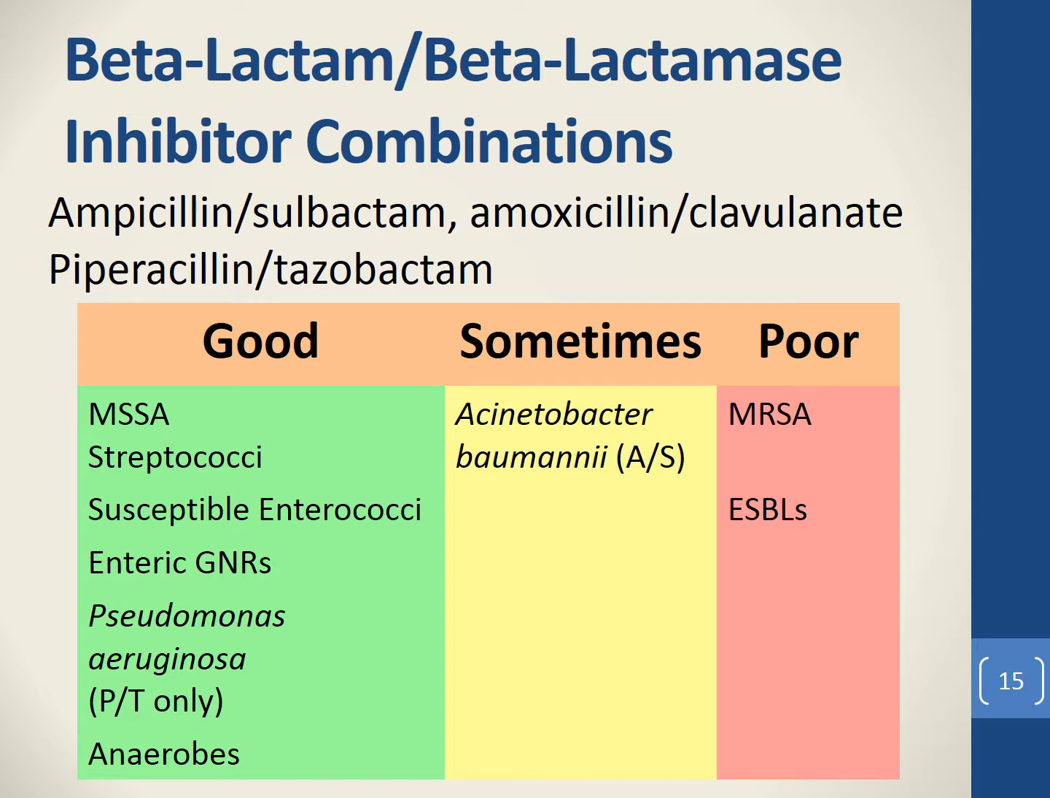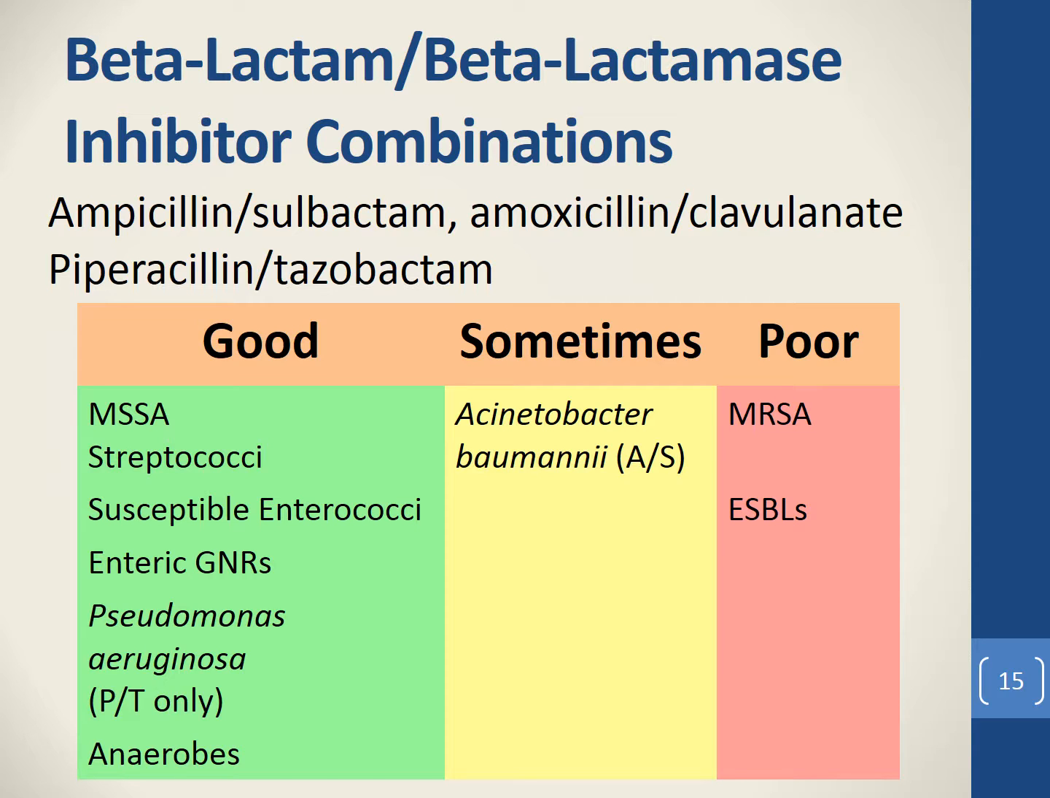Certain beta-lactamases can be inhibited by beta-lactamase inhibitor substances. And so you see here ampicillin as our penicillin, and then sulbactam as the beta-lactamase inhibitor. Amoxicillin as our penicillin, clavulanate as our beta-lactamase inhibitor, and then piperacillin with tazobactam as our beta-lactamase inhibitor. What these are doing is basically tying up that beta-lactamase enzyme and preventing it from breaking down the penicillin that it's paired with.